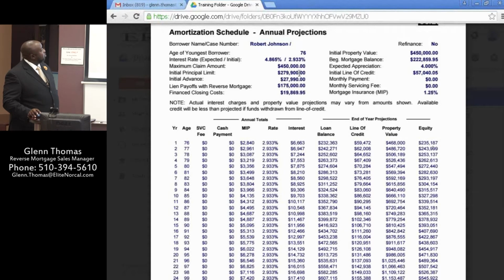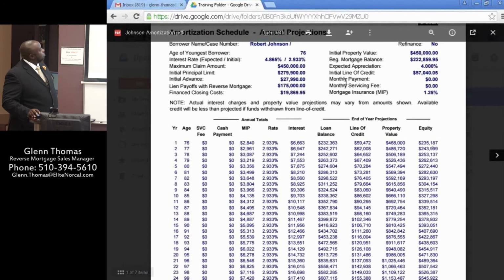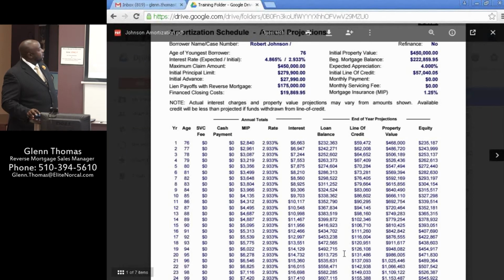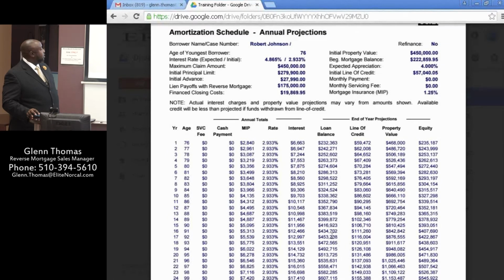And I always like to tell people, well, I don't want to lose all my equity. Let's say your home does not appreciate at all and stays at $450,000. You have until year 17 until all your equity is gone. So you live for 17 years in that home not making a mortgage payment, and your equity has not been eaten up. And let's say you never touch this line of credit.